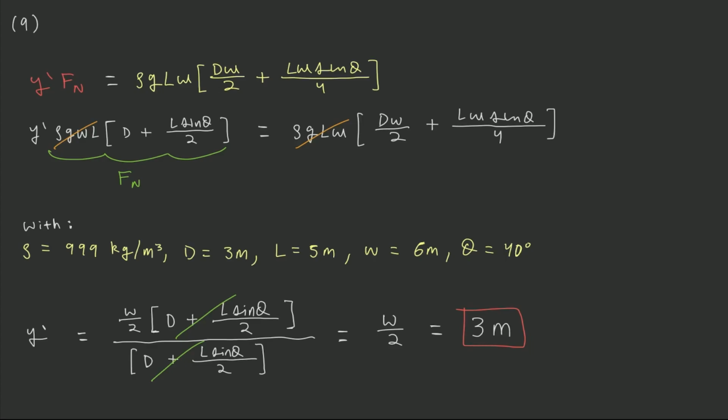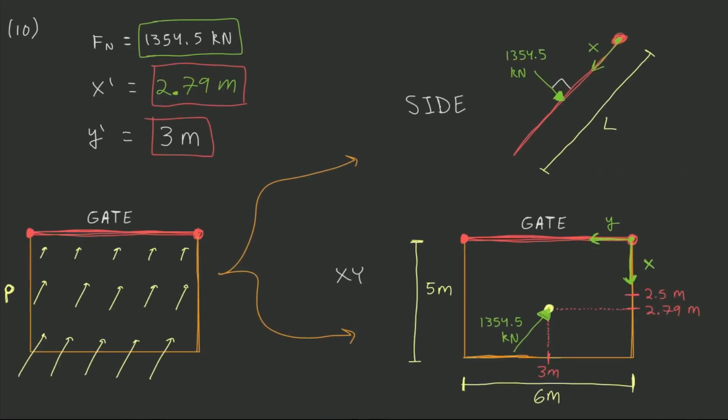So back to where we were, we could see that w over 2, which is just y prime, is equal to 3 meters with the values that we were given at the beginning of the problem. So y prime is equal to 3 meters in this case. Now, how do we translate this to something that we can actually look at and understand? Again, we've solved for the net force, it's 1354.5 kilonewtons. We've solved for x prime, it's 2.79 meters. We've solved for y prime, it's 3 meters.